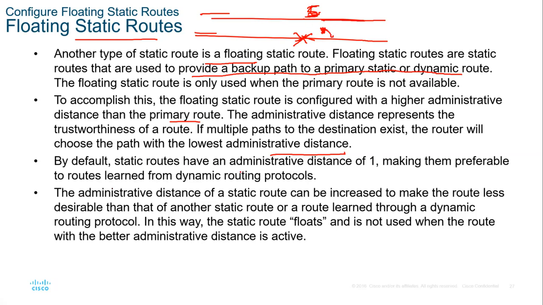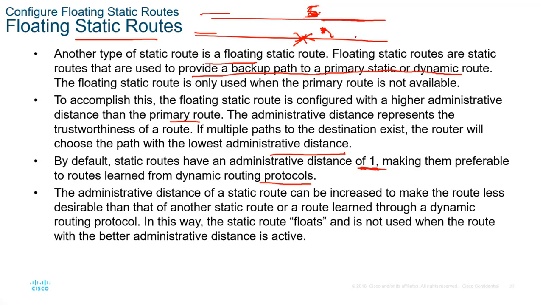So by default, static routes have an administrative distance of 1, making them preferable to routes from the dynamic routing table. So there is no dynamic routing protocol route that is preferred more than the static route. The static route will always be the preferred route. But if you want the static route to be a floating route, then you can edit it.